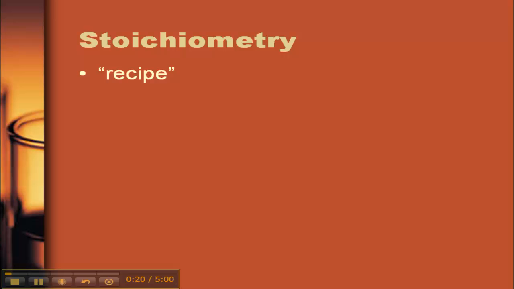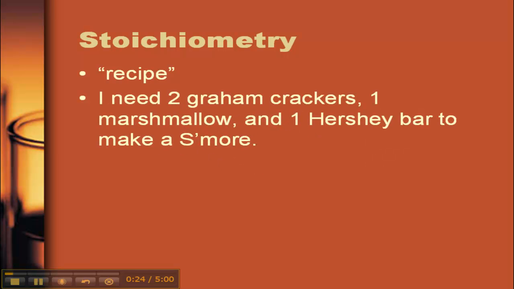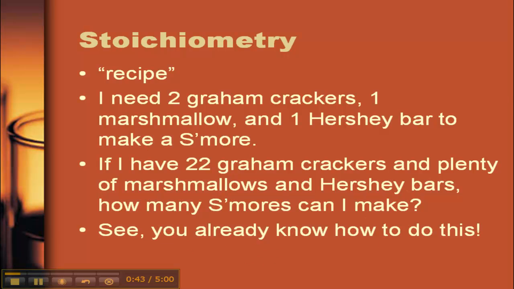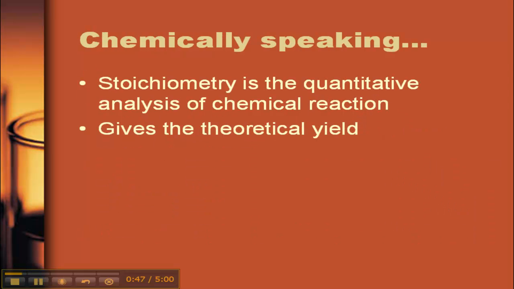So what is stoichiometry? It's like a recipe. For example, if I need 2 graham crackers, 1 marshmallow, and a Hershey bar to make a s'more, and then I have 22 graham crackers, plenty of marshmallows, and Hershey bars, how many s'mores can I make? Well, if I have 22 graham crackers and it takes 2 per s'more, then I can make 11 s'mores. So you already know how to do this. We just have to apply it to chemistry.